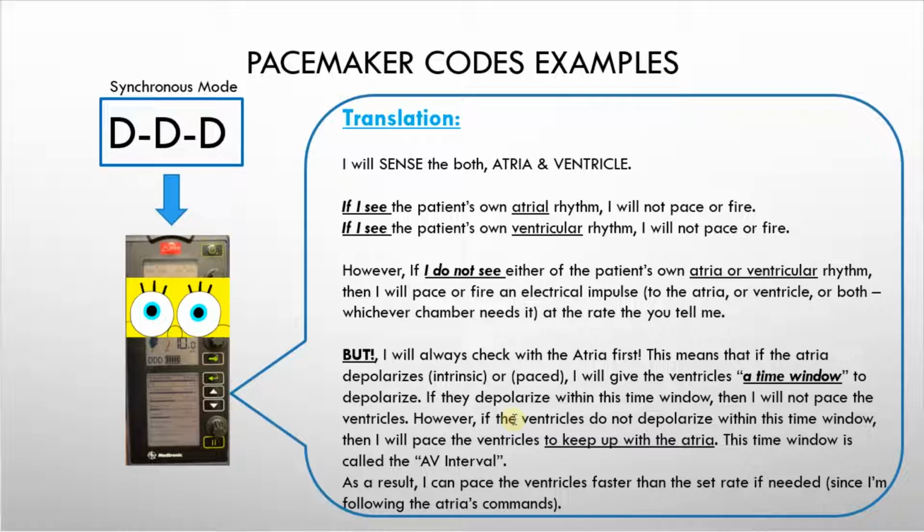If the atria is going at 80 beats per minute, for example, the ventricles can actually be paced faster than the rate that we set in the pacemaker because it needs to check with the atria. Okay, and this is where the AV interval comes in very important, because if the ventricles do not depolarize within this time window, then the pacemaker will also pace the ventricles, and because of this, the ventricular rate can be higher than the rate that we set on the pacemaker. So that's one of the key differences between DDI and DDD.